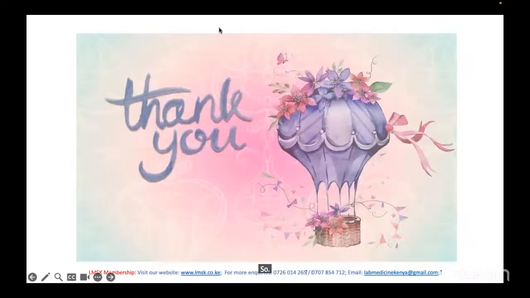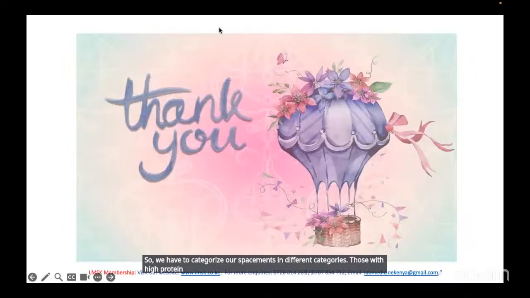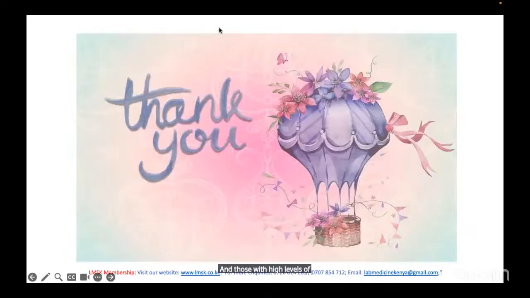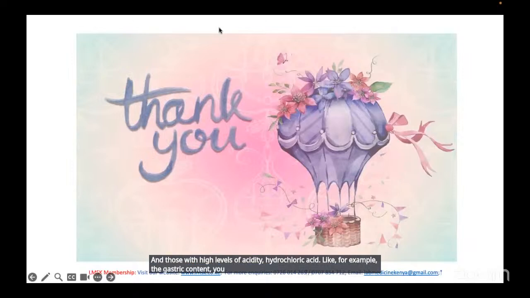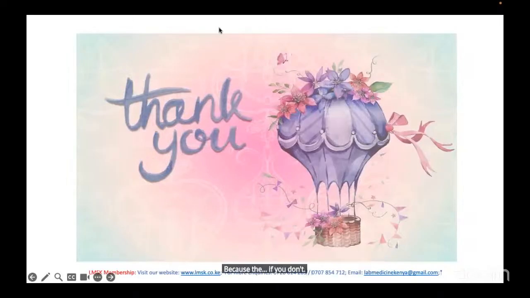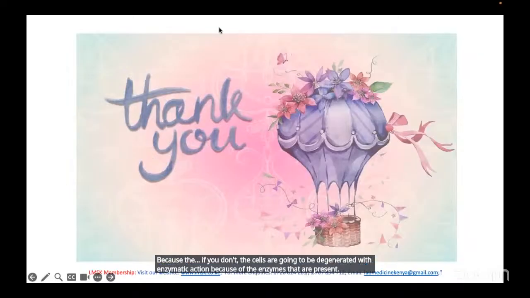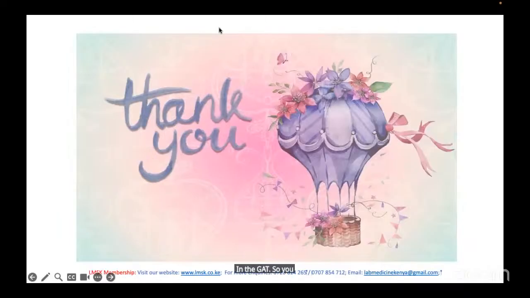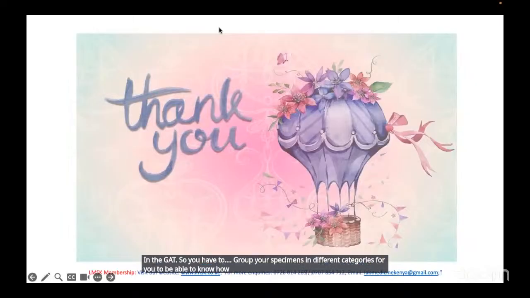So we have to categorize our specimens: those with high protein content, those with high mucus content, and those with high levels of acidity, hydrochloric acid. For example, gastric content, you will not store it. You will have to process it immediately, because if you don't, the cells are going to be degenerated by enzymatic action because of the enzymes present in the GIT. So you have to group your specimens in different categories to know how to preserve them for accurate results.